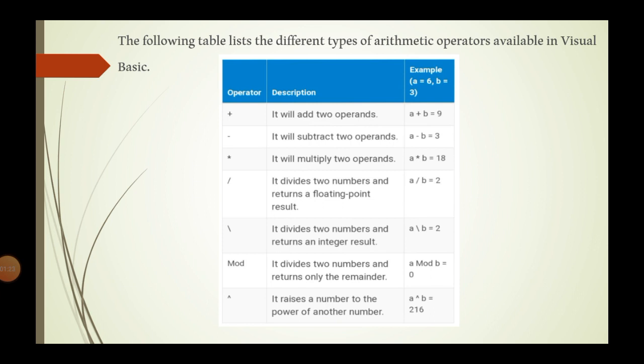Now the first example is the plus operator. Its description is that it will add two operands, and the example is a is equal to 6 and b is equal to 3. Now the answer is 9. It means a and b are the operands and plus is the operator which performs the addition task. This is the example of an arithmetic operator.